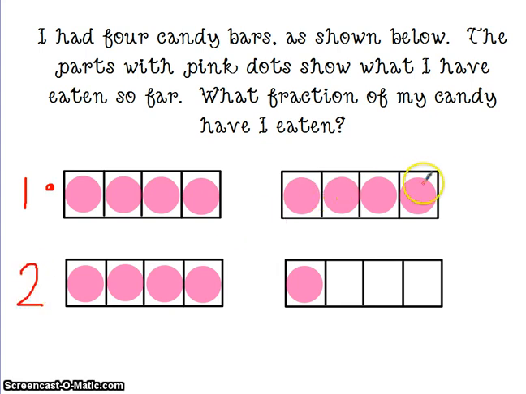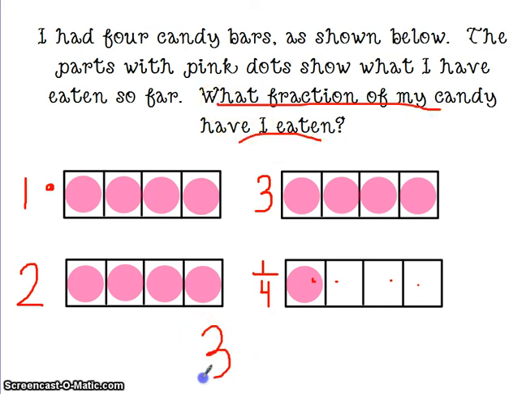Then I ate another whole candy bar. That's 3. But then I started feeling kind of sick and thought, ooh, I better slow down. So on this one, I only ate 1 out of 1, 2, 3, 4 pieces. So my fraction is 1/4. So when I put that all together, my question is, what fraction of my candy have I eaten? The answer is 3 and 1/4, which is 3 wholes plus 1/4 of another candy bar.